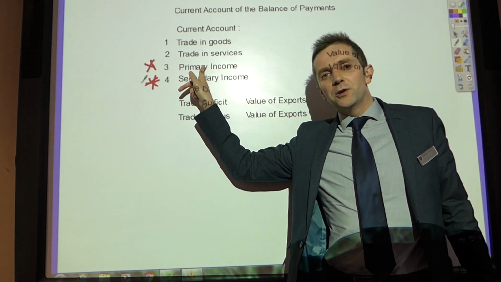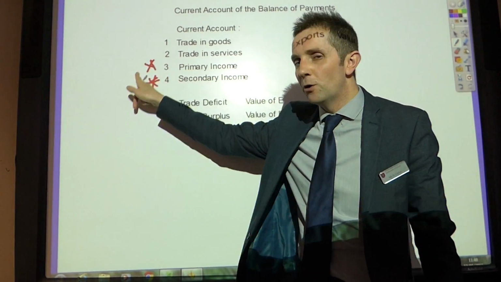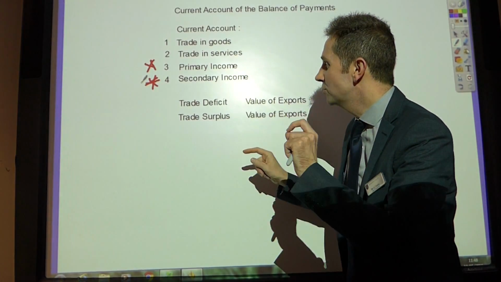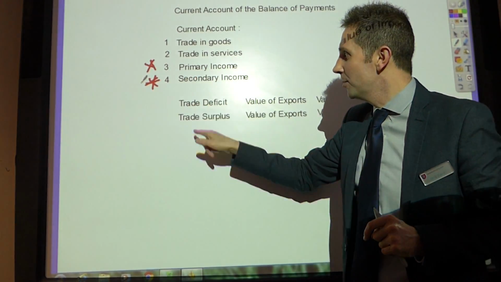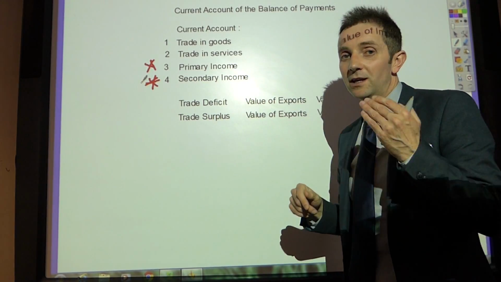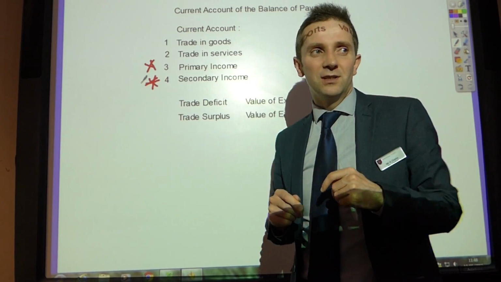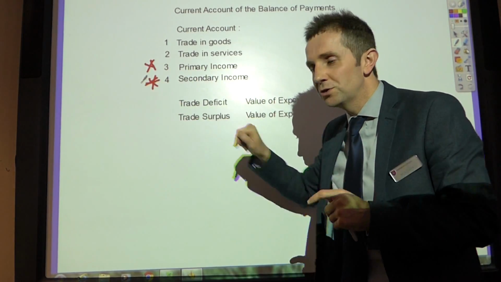We used to talk about net property income from abroad and current transfers. Look, we no longer discuss those. The new terms are, for net property income from abroad, it's primary income, and for current transfers, it's secondary income. So, in the exam, if you really want to impress the examiner and you get a question on current account, use the new terminology.